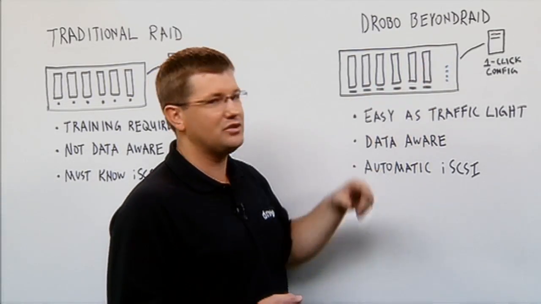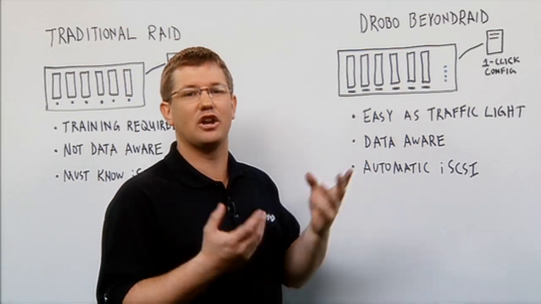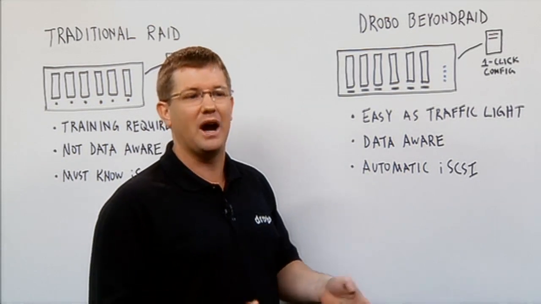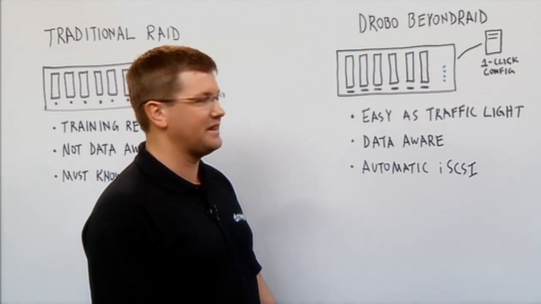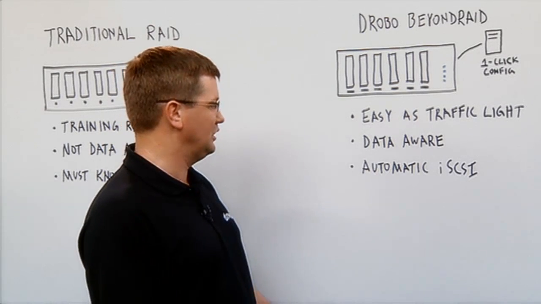And as it continues to fill up, and if it gets up to 80, 90%, it's going to alert you that you need to add a drive or take out a small drive and replace it with a larger one. So you can literally manage and understand the status of your Drobo storage array by just looking at it.